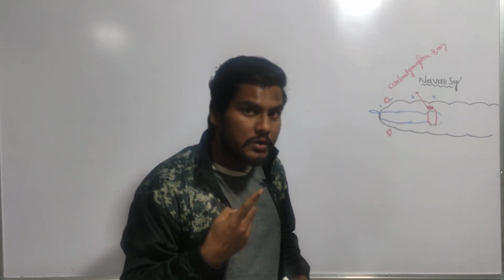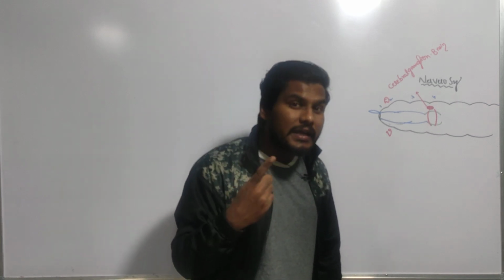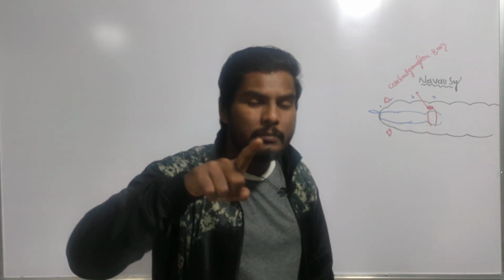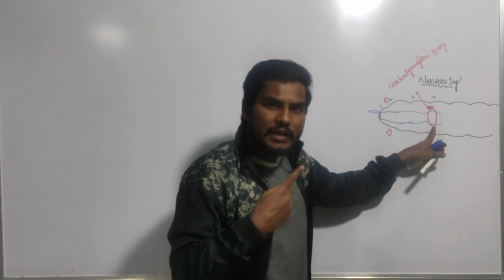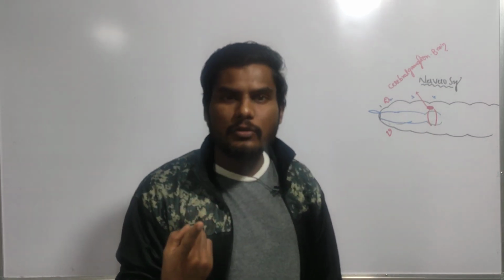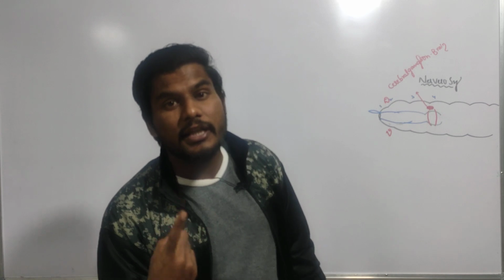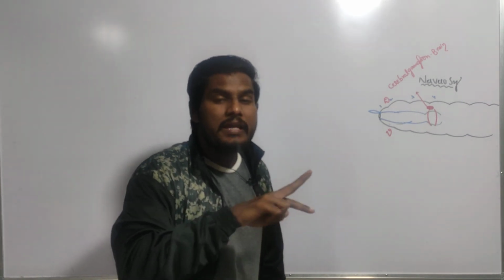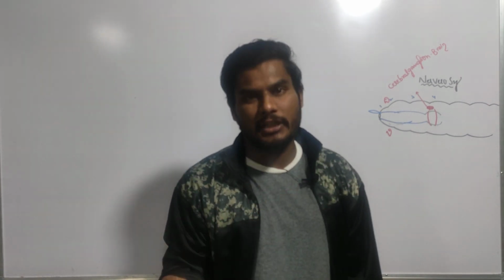In the case of the cockroach, the nerve ring is present and that nerve ring is circling the esophagus. Here the nerve ring is circling the pharynx. That is the difference between the nervous system in the earthworm and the nervous system in the cockroach.